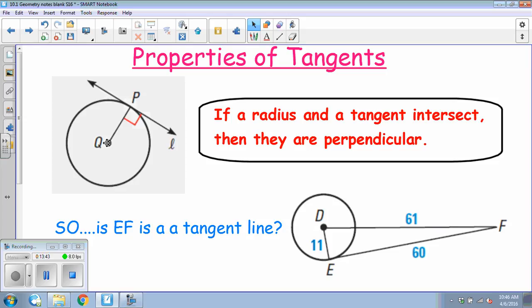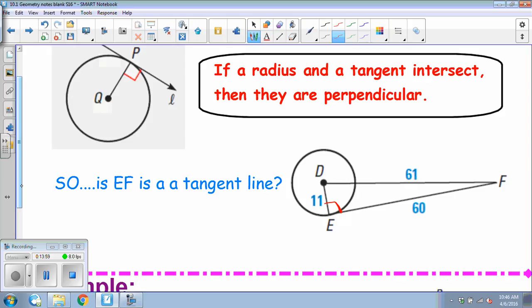Okay? So, if it's a tangent line, this will be my right angle. So, if it's a tangent line, Pythagorean theorem will hold true. Okay? So, we have to check Pythagorean theorem. What's my hypotenuse? If that's a tangent line, what's my hypotenuse? 61. So, you have to say 11 squared plus 60 squared has to equal 61 squared. That is the question. If it does, then yes, it's a tangent. If it doesn't, then no, it's not a tangent.